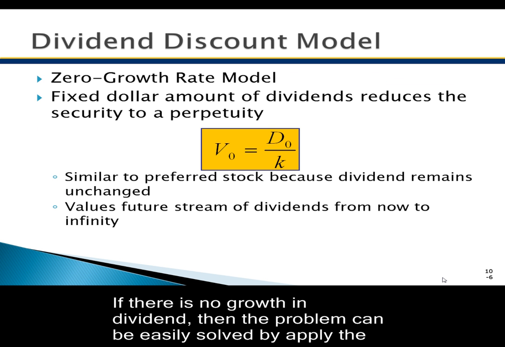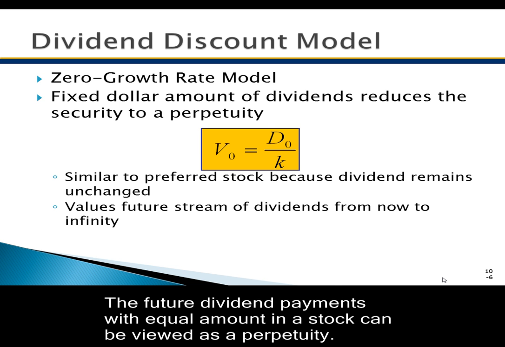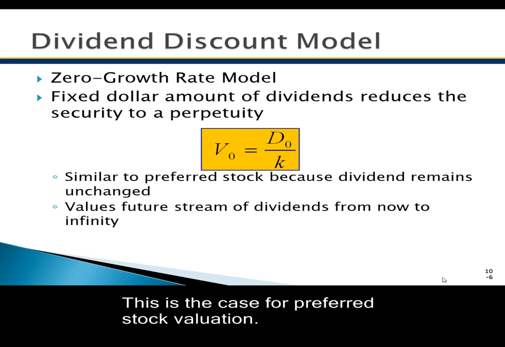If there's no growth in dividends, then the problem can be easily solved by applying the mechanism of perpetuity. The future dividend payments with the equal amount in a stock can be viewed as a perpetuity. The price of such stock equals the constant dividend divided by the discount rate. This is the case for preferred stock valuation.